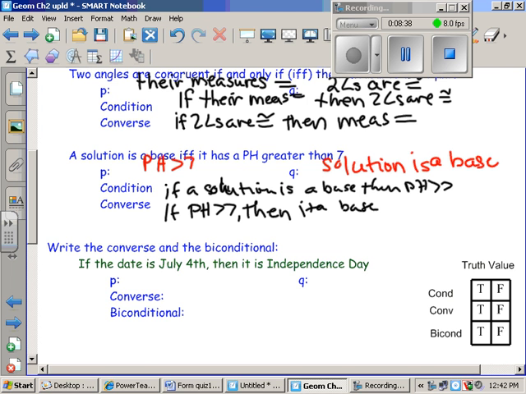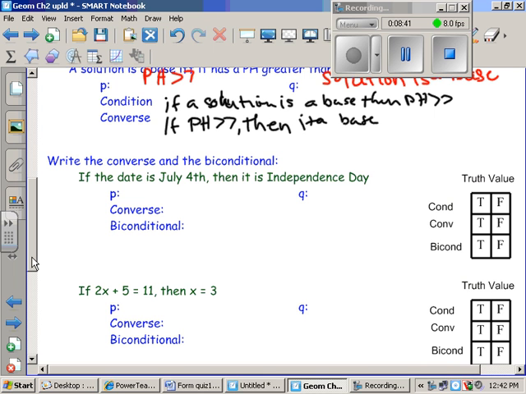Okay, now let's try doing it the other way. If I give you the conditional, let's practice writing the biconditional. I think the easiest way is first to write the converse. So what's the converse of "if the date is July 4th, then it's Independence Day"? If it is Independence Day, then the date is July 4th. Right. If it's Independence Day, then it's July 4th. Okay? And so what would be the biconditional?